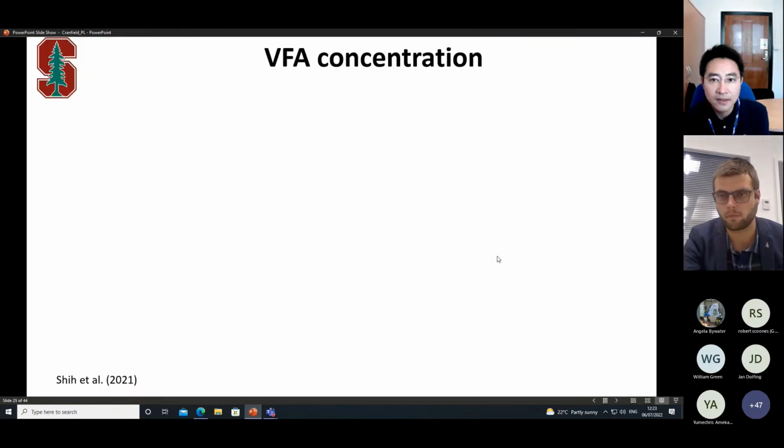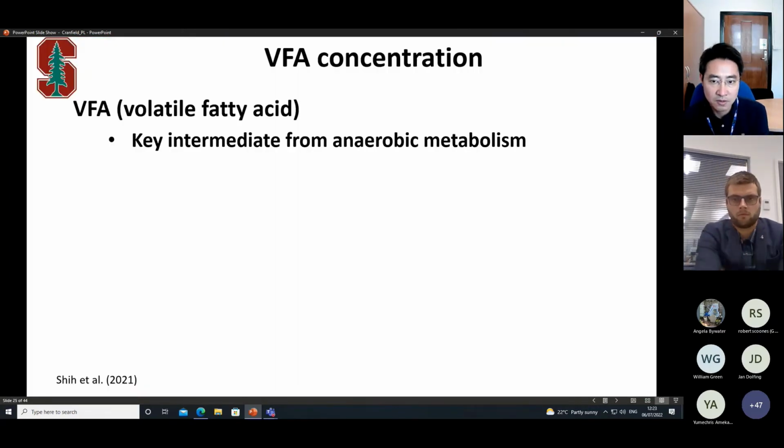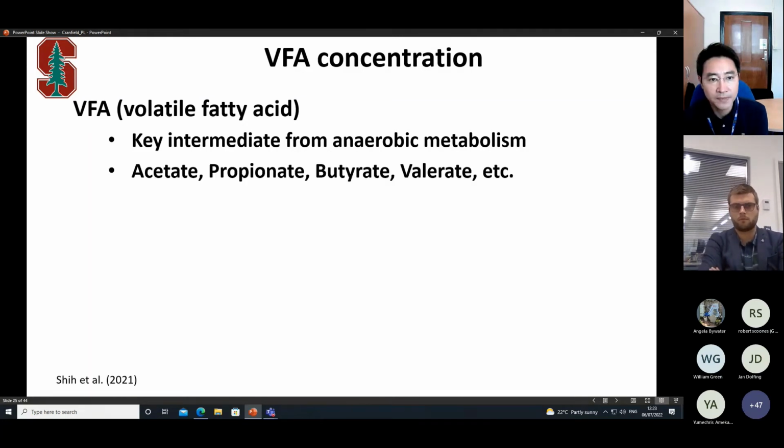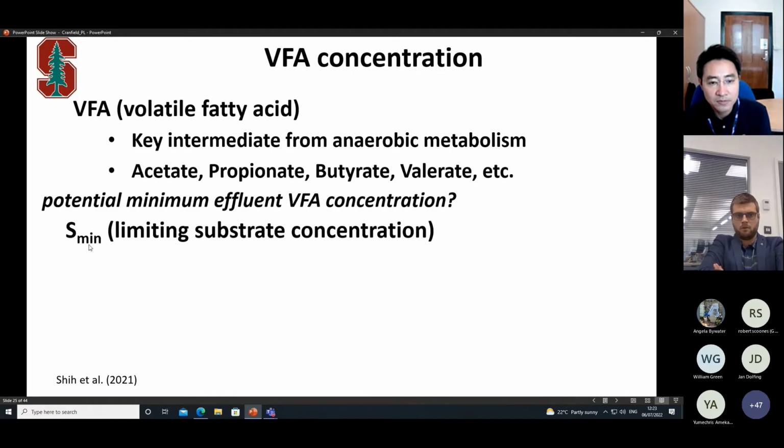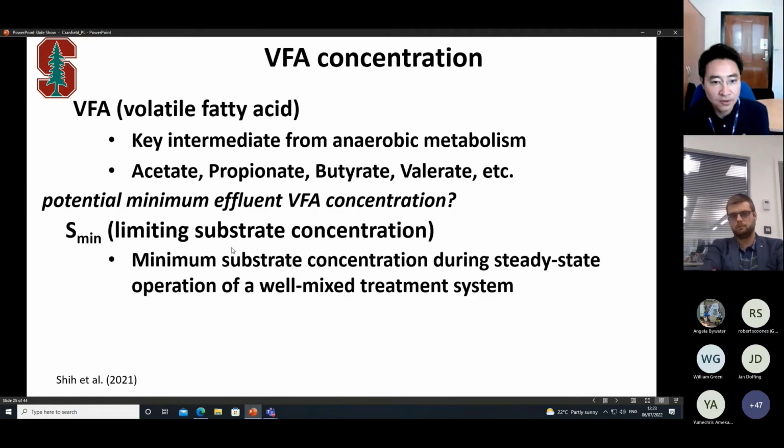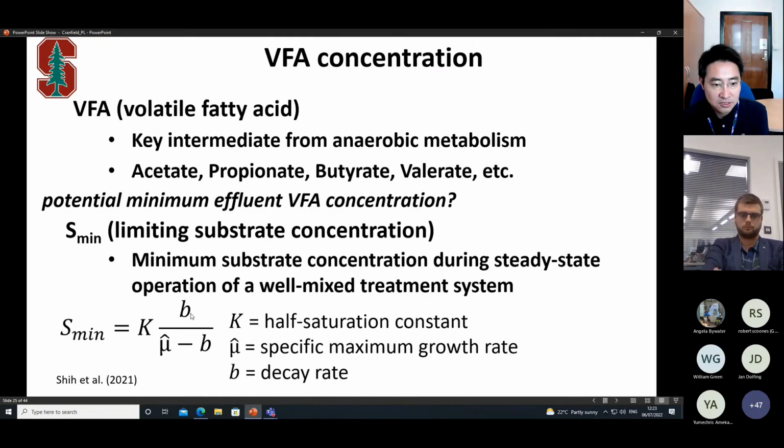And then I also want to share with you about my colleague at Stanford. They also did some calculation on acetate and VFA into methane. We found that, of course, VFA is very important for methane production. And the potential minimum effluent VFA concentration we call S minimum. It means how low the substrate can be utilized. So they did some minimum substrate concentration calculations. So then you can get the K value and decay. Decay will be fixed, but the specific maximum growth rate.